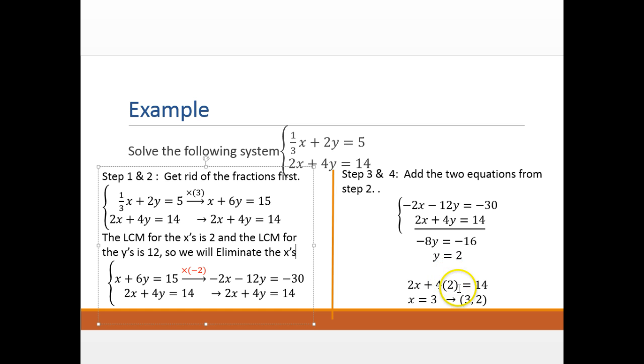Plug back into one of our equations. 2x plus 4 times 2 is 14. X is 3, so again my solution is (3, 2). Notice no matter which technique we use, we wind up with the same answers on both.